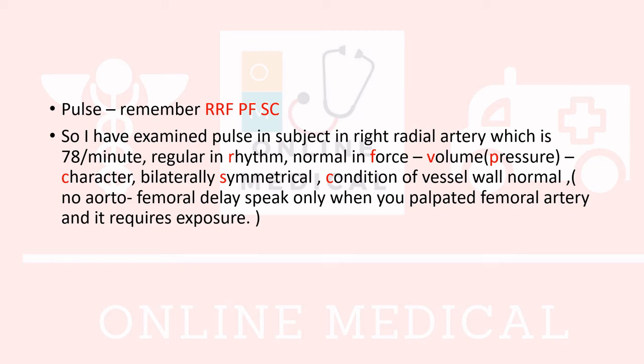So how will you speak your result in a pulse? I have examined pulse in a subject in the right radial artery which is 78 per minute, regular in rhythm, normal in force, volume and character, bilaterally symmetrical, condition of vessel wall is normal and there is no aortofemoral delay. Now to report aortofemoral delay, you speak only when you have palpated the femoral artery because it requires exposure of genital areas, the femoral triangle.